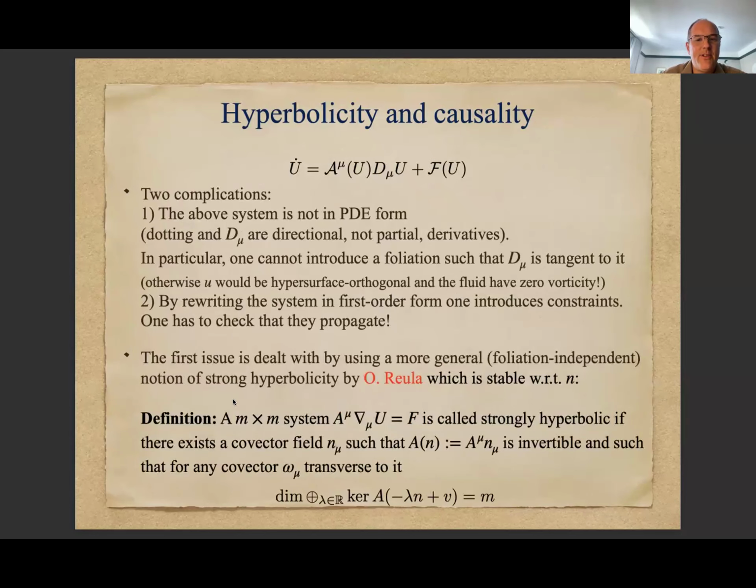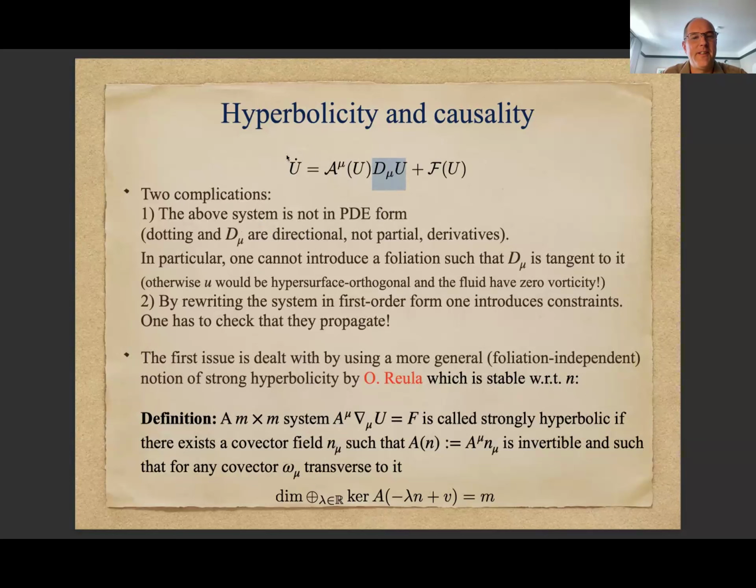So there are two complications to this. The first complication is that this first order quasi-linear system, as I wrote it down, is not directly in PDE form, because the time derivative is really the directional derivative along u. But this is not really a problem. Then this d mu here is the derivative operator orthogonal to u, so this is again a directional derivative.